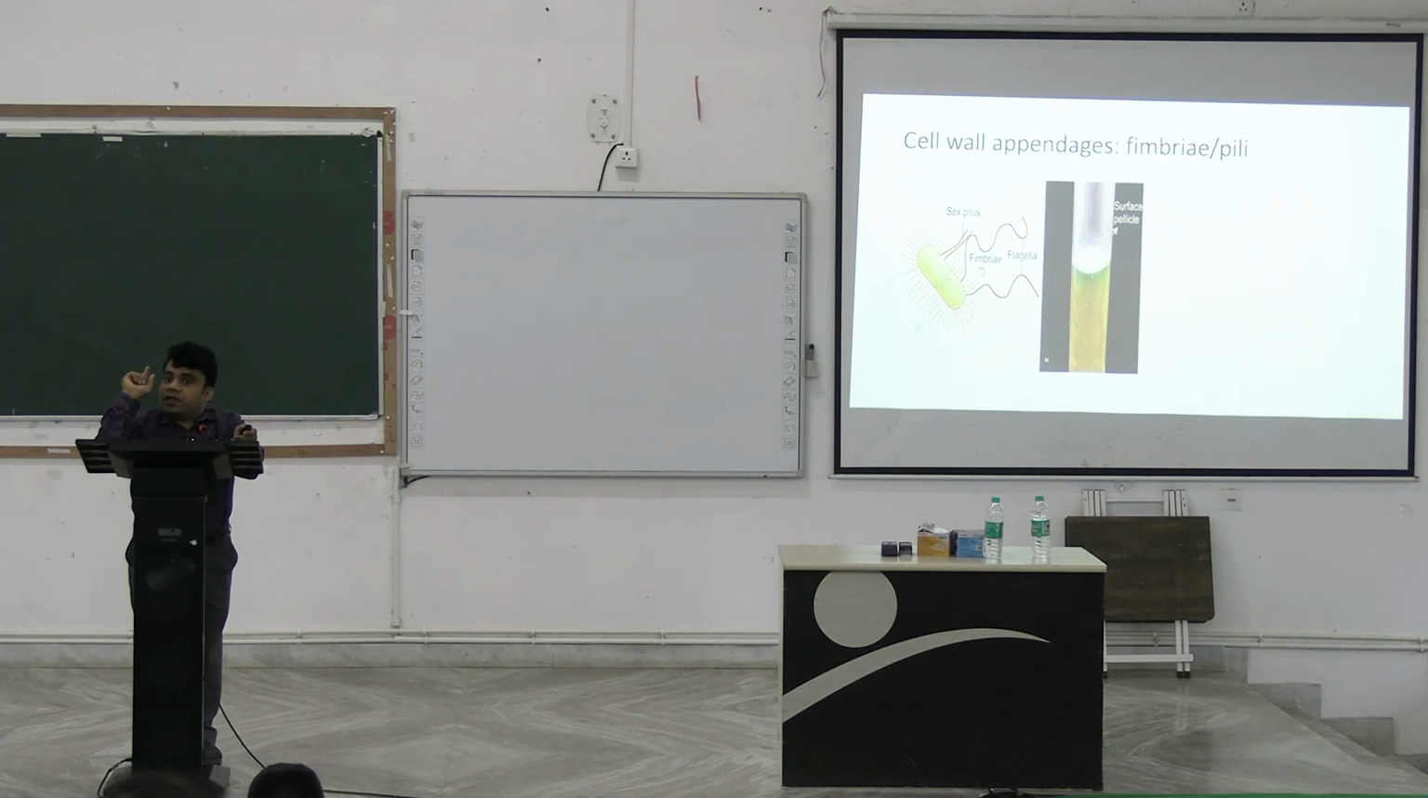So if an E. coli has P fimbriae, it can cause urinary tract infection. And if a particular E. coli does not have P fimbriae, can it cause UTI?